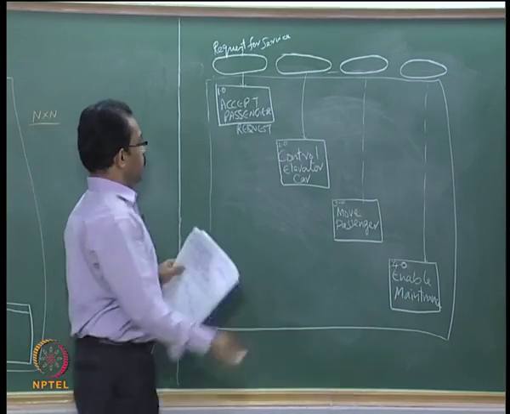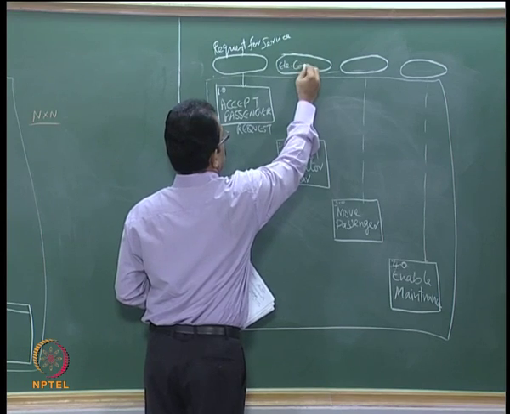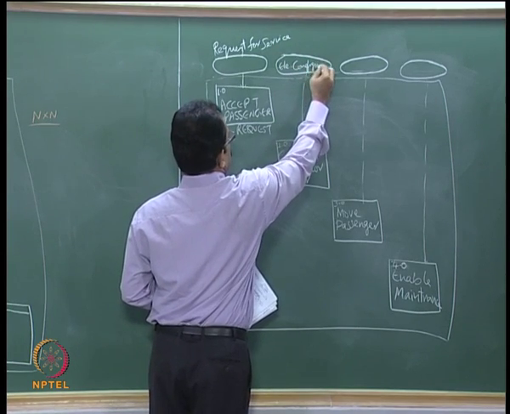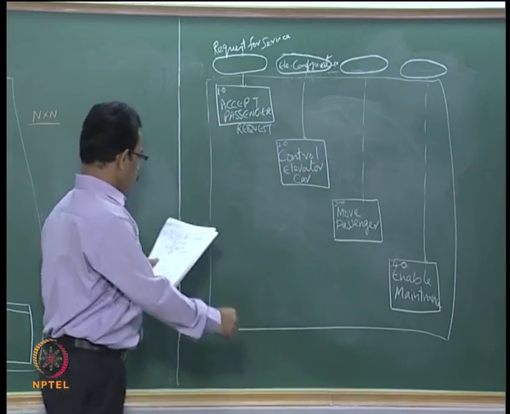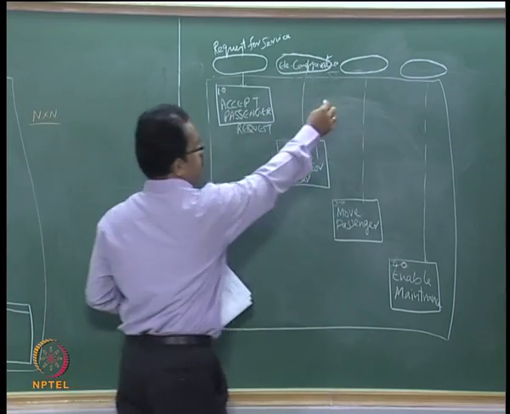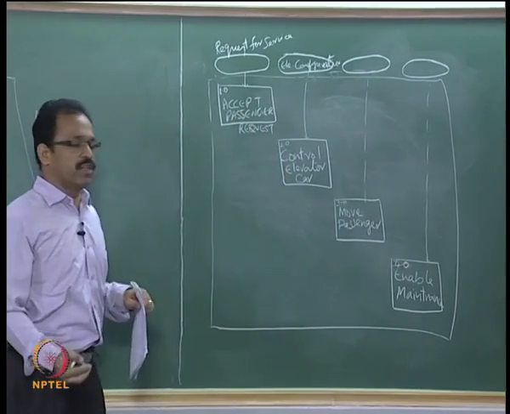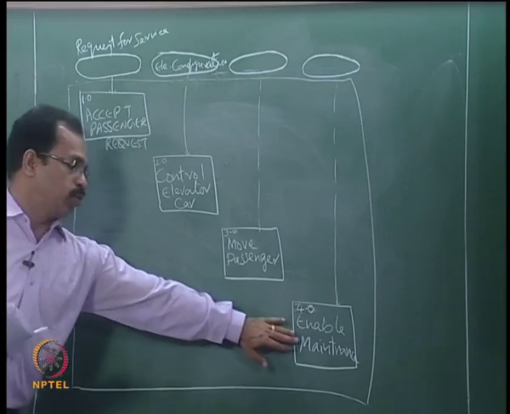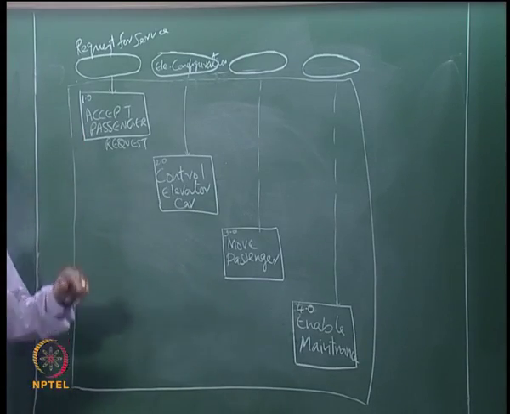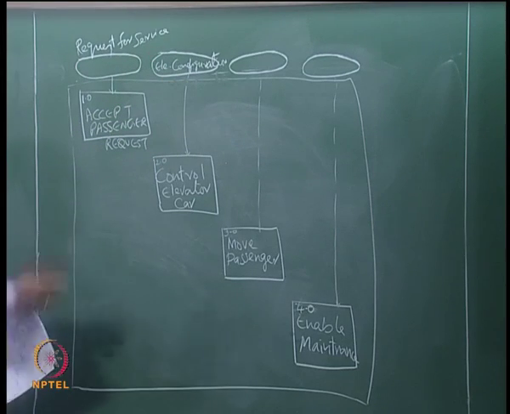Similarly, you will be having the input here as the elevator configuration. Like this, there may be many inputs coming to the system like safety regulations and building regulations. Those things may be an input to the maintenance service. So these are the inputs coming from the external to the system, so to these functions.